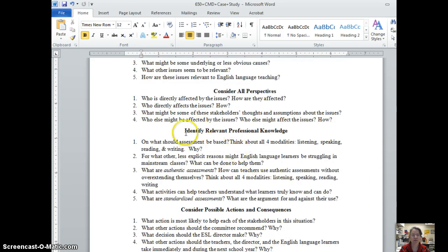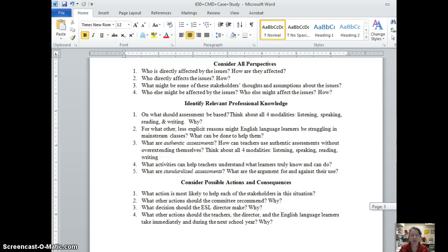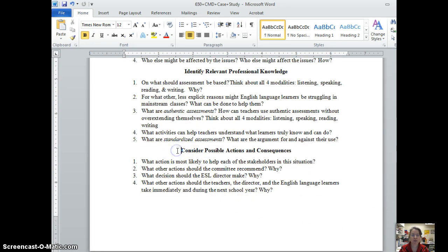Then we come down to identify relevant professional knowledge. Again, you need to answer these 5 questions. Here is where you consider possible actions and consequences. Answer these 4 questions. Again, you are allowed to make 1 quote per page. Cite your information within the text and include a reference page.